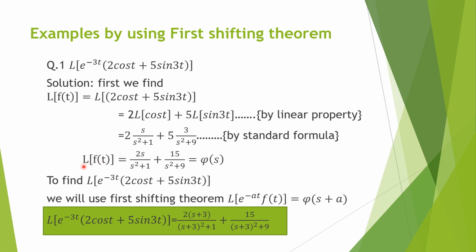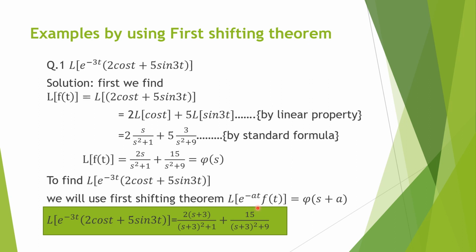So the solution of this part is that the Laplace transformation of function of t will be 2s upon s square plus 1 plus 15 upon s square plus 9. Now the function of t, 2 cos t plus 5 sin 3t, becomes a function of s, that is phi of s. To find Laplace transformation of e raised to power minus 3t times this function of t, we will now use the first shifting theorem.